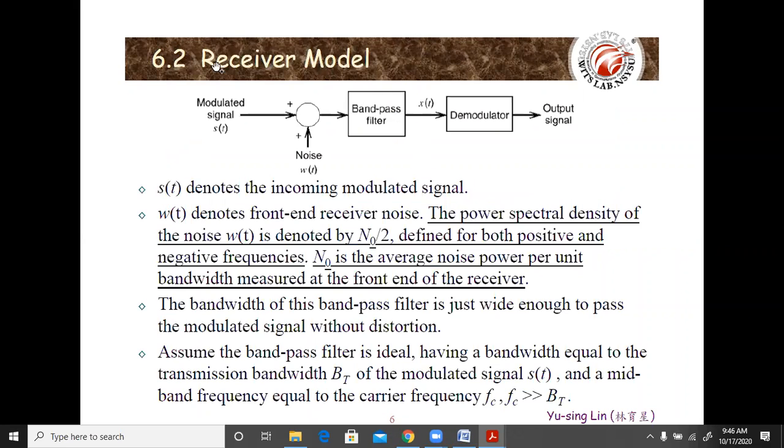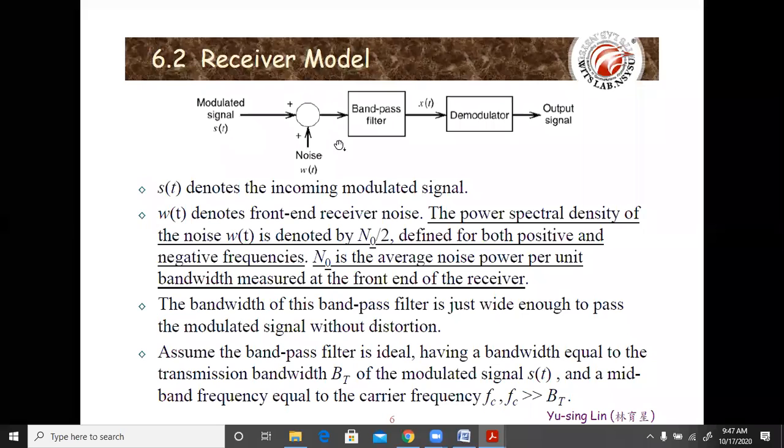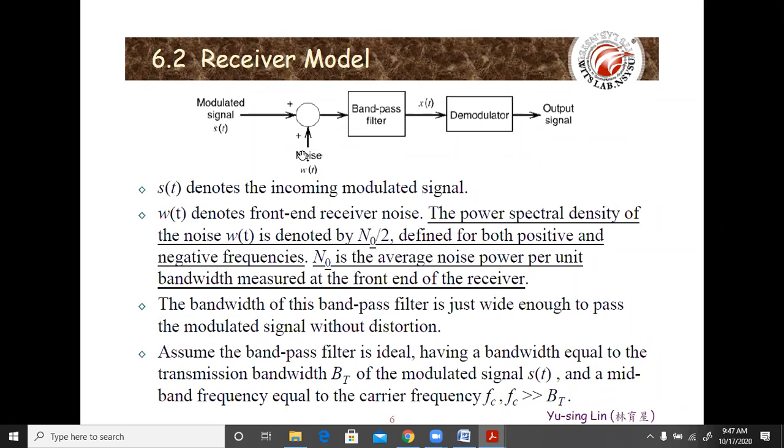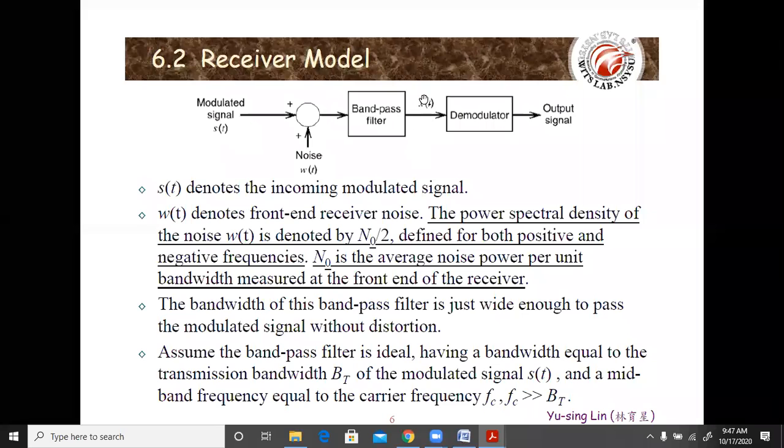So a receiver model can be considered like this, wherein we have the modulated signal received at the receiver and the noise W(t) which is added over here, and after getting added, they are passed through the band pass filter to get the value of X(t). X(t) will have both the signal as well as the noise component. Both of these are filtered, and we get the signal as well as the noise, and then that is demodulated to get the output signal.